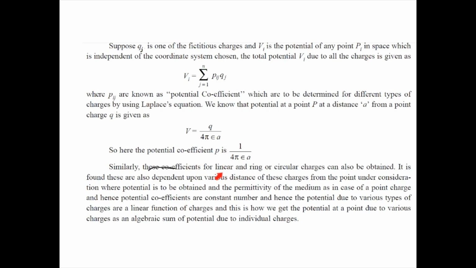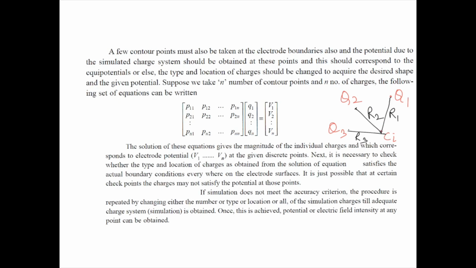So if we have these fictitious charges expressed in terms of say line charges or ring charges, then we can write potential coefficients for these kind of charges as well. These potential coefficients depend upon the distance of the charges from the point under consideration, and this potential coefficient also depends on the permittivity of the medium. So it is very important to note that the number of contour points on the electrode surface should be same as number of charges in the insulating medium where the electric field intensity is to be estimated.